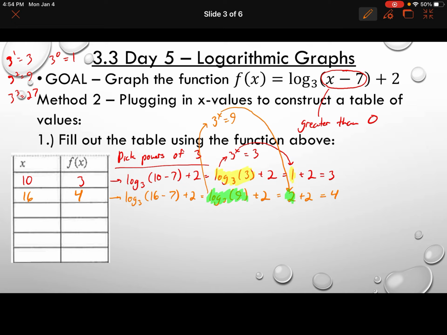Well, the problem is that would not fit on our graph. So I'm probably going in the wrong direction. So let me go in the other direction. So let's see. I did 3 to the first power. I did 3 to the second power. Let's do 3 to the 0, 1. Okay, what would I have to plug into this equation to get 1?